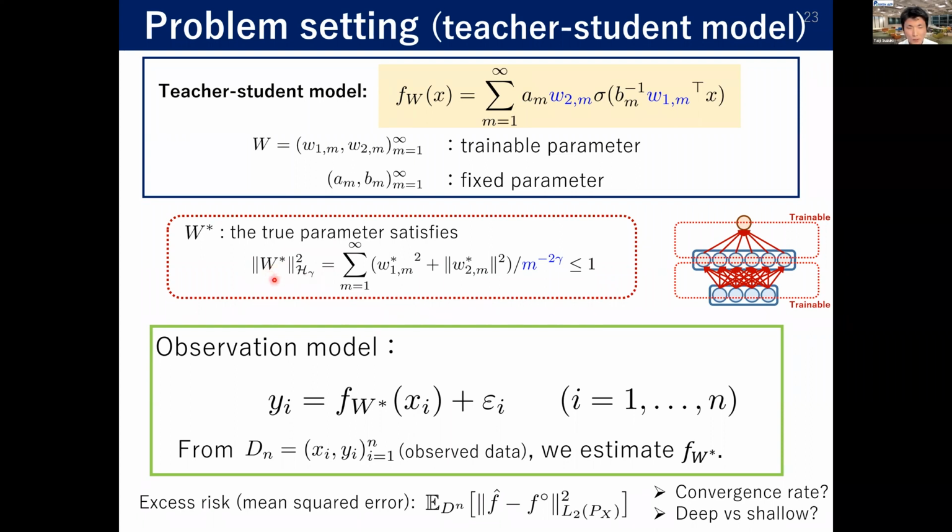So we assume that it satisfies these conditions. W star 1m and W star 2m are the parameters of the m-th neuron of the true function. And we assume that the magnitude of the square of the m-th neuron's parameter should converge faster than m to the minus 2 gamma. So we assume this summation is bounded. That means the parameters of the m-th neuron should go to 0 faster than m to the minus gamma. So gamma controls the complexity of the true function. If gamma is large, it decays very rapidly, and if gamma is small, it doesn't decay so rapidly.